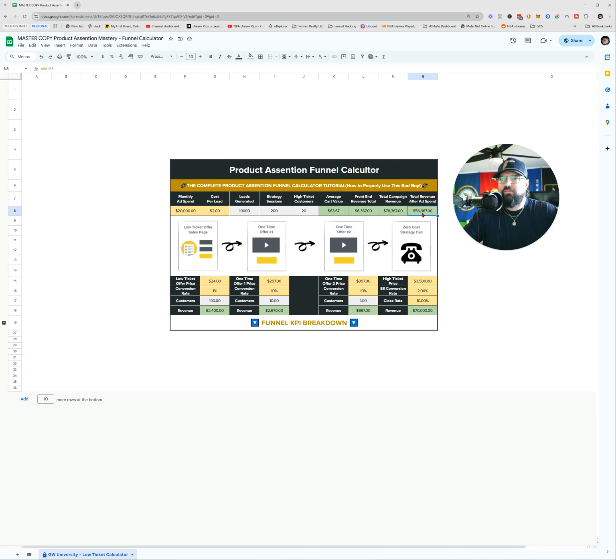We're still going to have total revenue after ad spend. You're still making $56,000 on a $20,000 ad spend. Now, that's not that 10x ROAS we just talked about. This is more or less a 2.5x ROAS. And what is ROAS, Matthew? Return on ad spend. That means you put in $1, you get $3, $3.50 back.